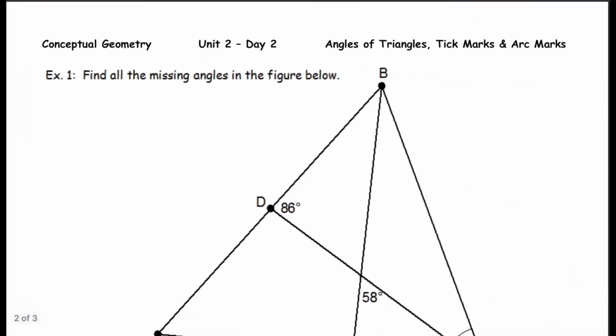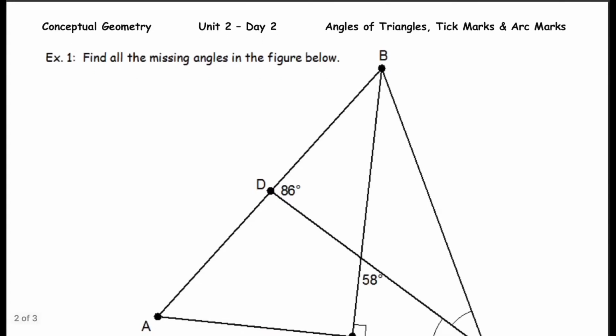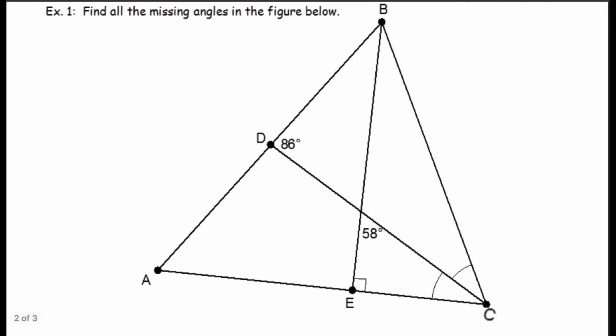What we're going to do today is 4 examples, basically kind of like fill in the blank for triangles. I'm going to give you a giant triangle that's divided up into other triangles and quadrilaterals. I'm going to give you a couple pieces of information, and from that you have to fill in every angle in the diagram. One of the things the title said was tick marks and arc marks.